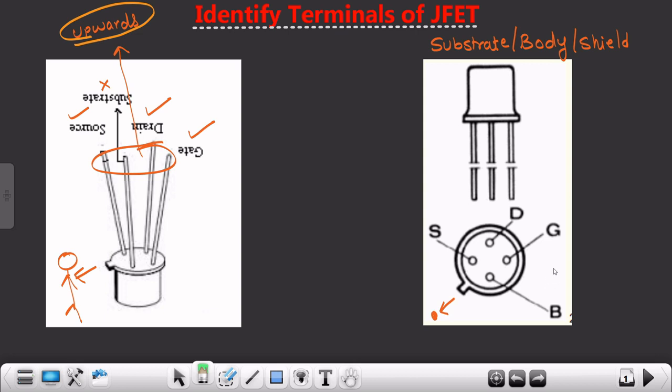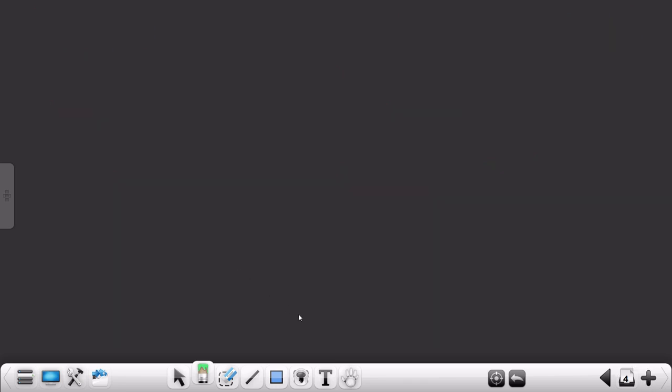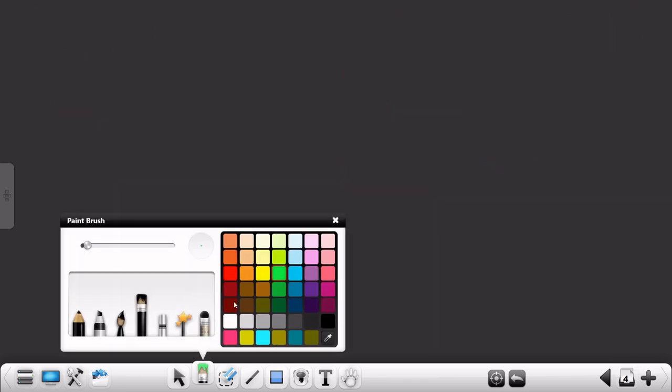So this is not the proper reason, or the proper logic, or the proper significance of the body terminal. I will tell you the reason. See, body is also known as shield and it is also known as substrate, right? So this is the very first point. Let me write over here.